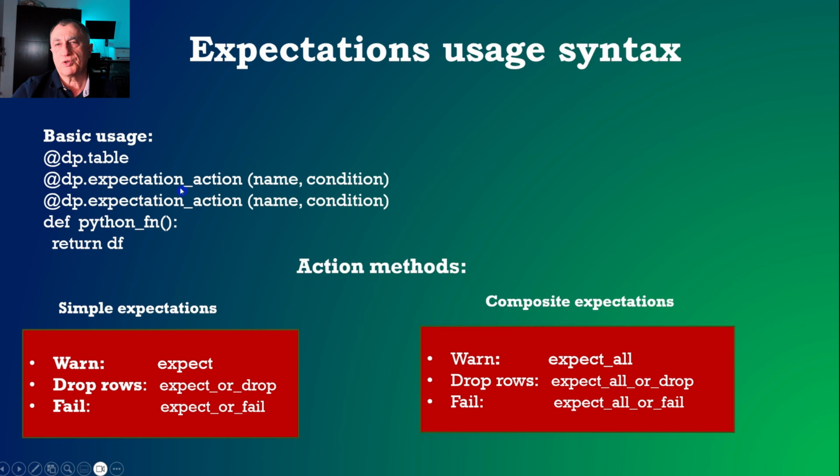So depending on the response action, you have to use one of these three functions. So for warn, for example, you would use the expect method. For drop rows, you would use expect or drop. For fail, you would use expect or fail. So this is how you would define a simple expectation. With composite expectations, the syntax is similar, except you use these variations of methods. So for example, for drop, you will use the expect all or drop method. And as I mentioned earlier, with composite expectations, you can specify multiple conditions combined together as a dictionary.